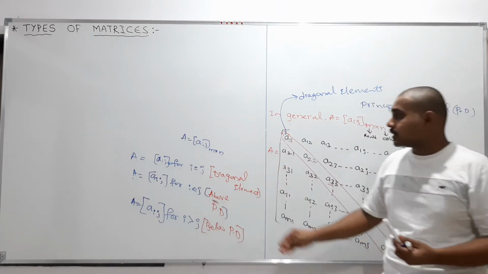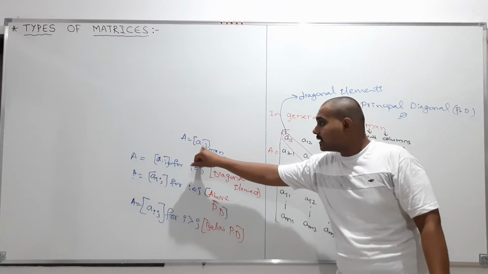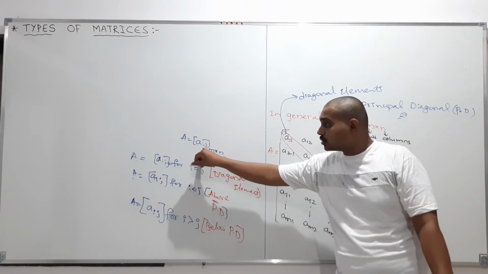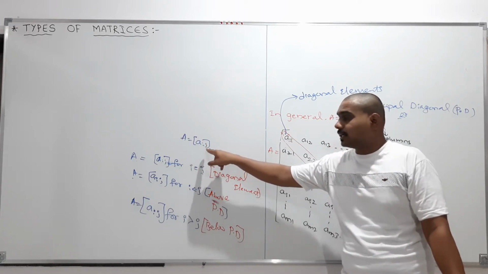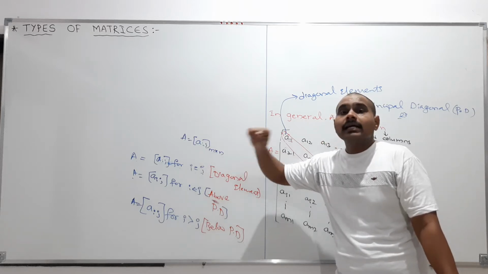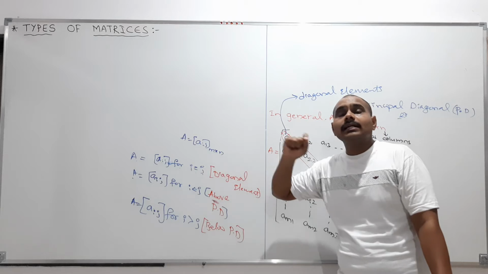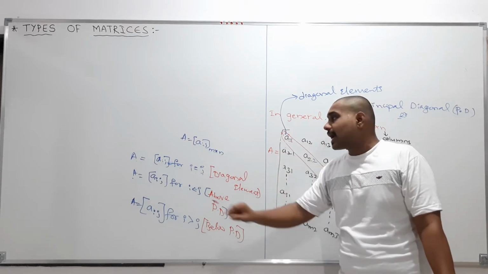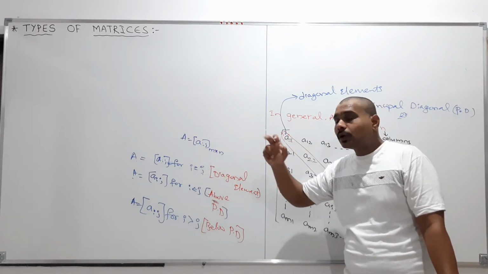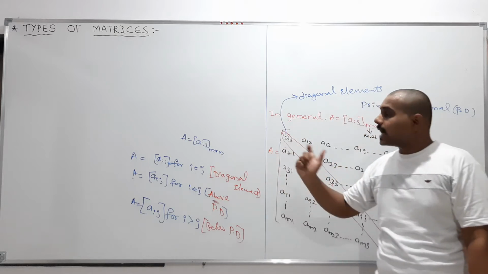Next, students, we know that Aij means what? i means which row, and j means which column. Aij indicates that the element is lying in the ith row and jth column. So that is what it indicates.